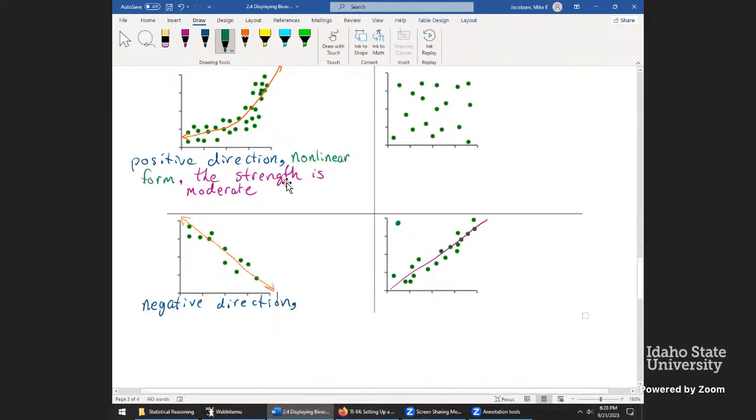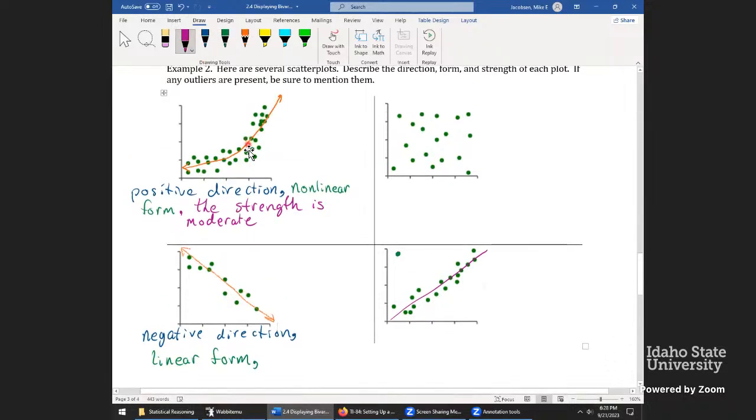The next part's not so bad. Here we had a nonlinear curve, but if a straight line is doing a great job, we'll just say linear form. And if we call this one above moderate strength, I would say this one is a strong relationship. So we'll say the strength is strong. So that's two down. We want to try this one next, but first, any questions over here, folks, on that second scatter plot?